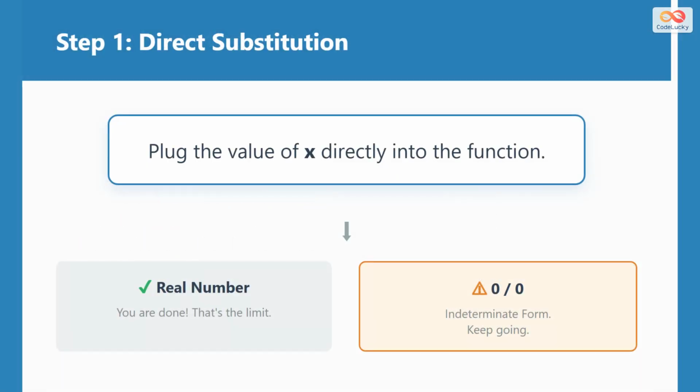When you need to find the limit of any function, your first step should always be direct substitution. Simply take the value that x is approaching and plug it into the function. If you get a real number, you are done. That is your answer. But sometimes, you get something else.